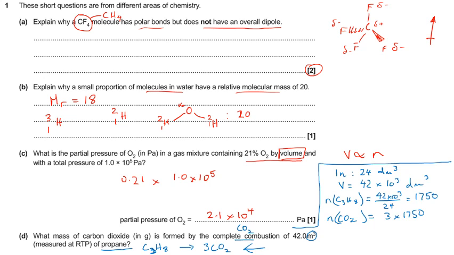But the question is asking us for mass. So our mass of our carbon dioxide. You remember mass is moles times Mr. Moles we just worked out here, so moles is 3 times 1750, and our Mr of carbon dioxide is 44. So that gives us the answer of 2.31 times 10 to the 5 grams.